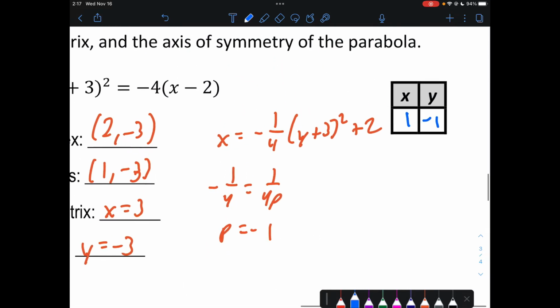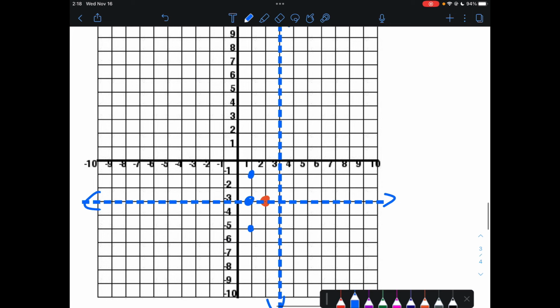All right, if you put y equals 1 in there, you would get 4 squared, which is 16, over negative 4 is negative 4, plus 2 is negative 2. So negative 2, 1, which means negative 2, negative 7 is also there. So our graph should look something like that.